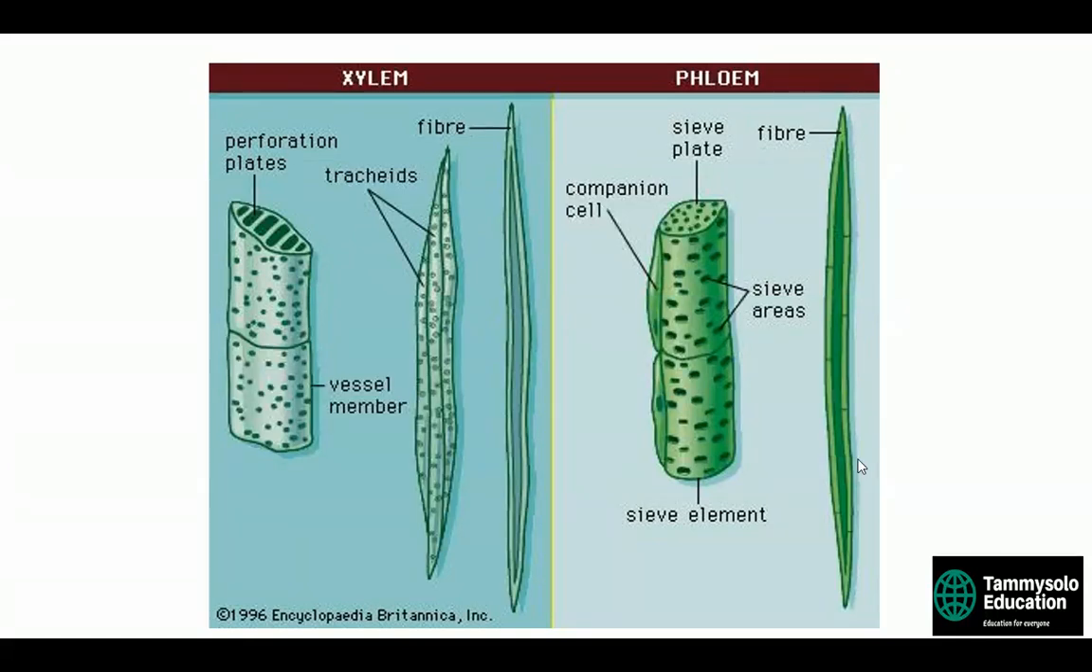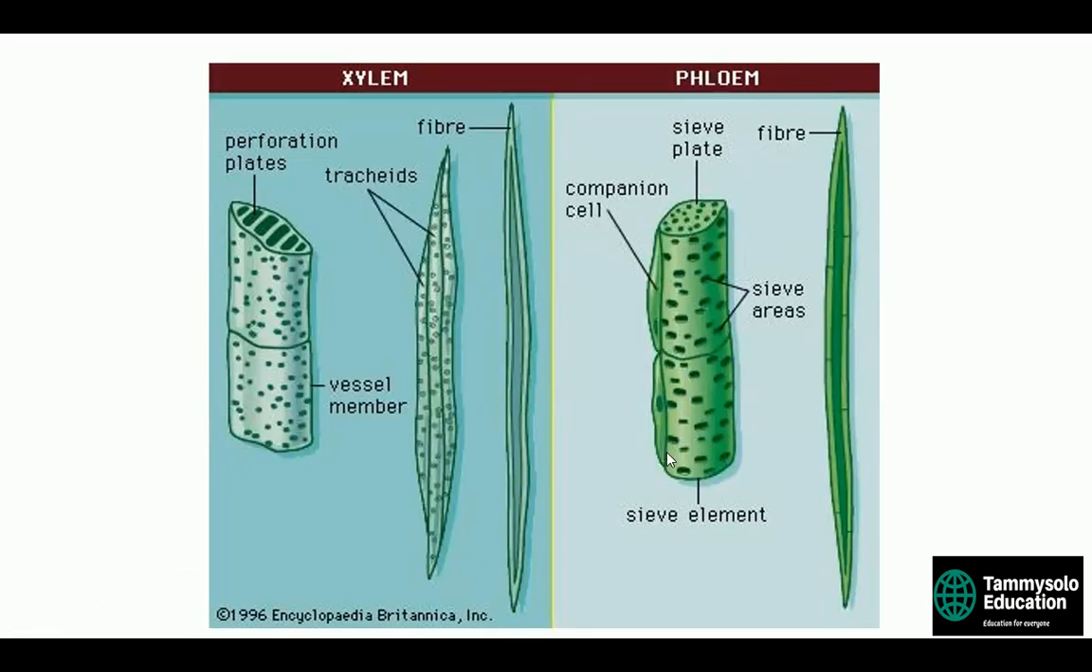These are the xylem and phloem elements or cells. We have the labels; we have the vessel member, we have the perforation plates where the water flows through. You have the tracheids, fiber, which gives it that strength, the phloem as well. Fiber gives it that strength. We have sieve areas, we have sieve plates, we have companion cells.